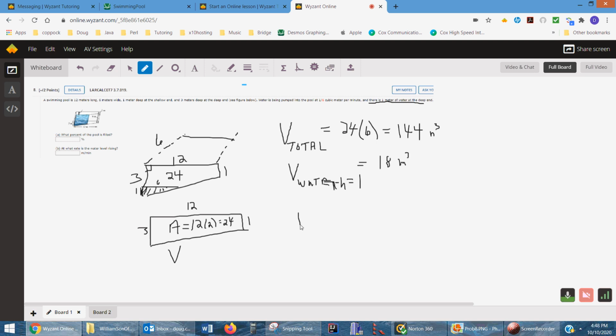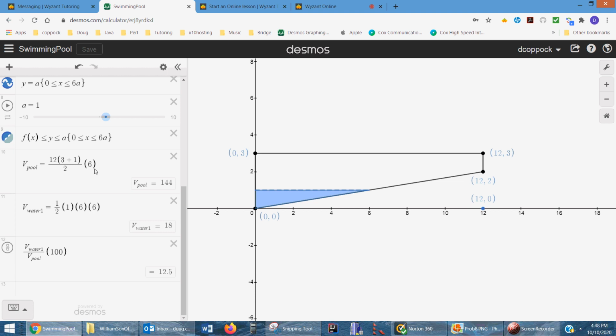So the percentage is 18 out of 144. See if I did that on Desmos. 18 out of 144, there it is. The volume of the pool is 144, the volume of the water is 18. Water volume divided by pool volume is 12.5%, 1/8, or 18/144ths.